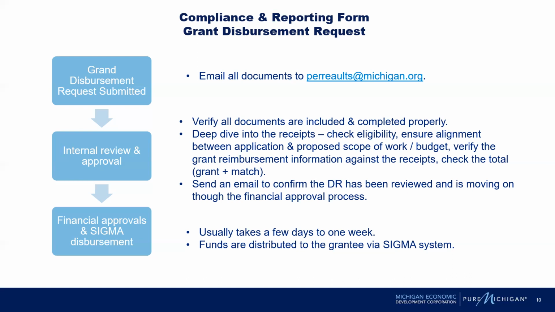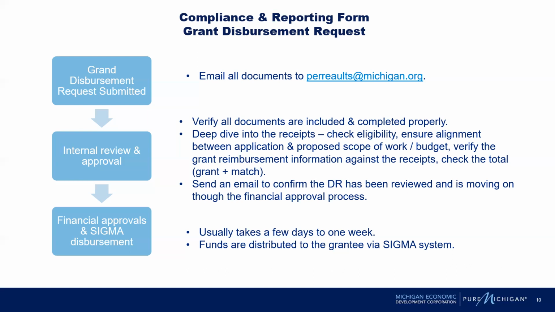So I definitely scan all of the receipts and make sure that they're eligible for this program. I also ensure that there's alignment between the application and proposed scope of work and budget that was provided in the application and the receipts provided. For example, if you applied for Match on Main and you were planning on doing interior renovation, including new flooring and new lighting, and then you submitted receipts for an outdoor patio, there is not alignment there. So we would definitely be talking about that. That'd be a major concern.